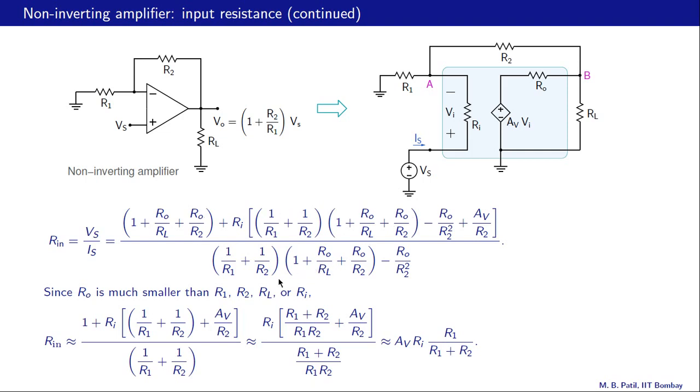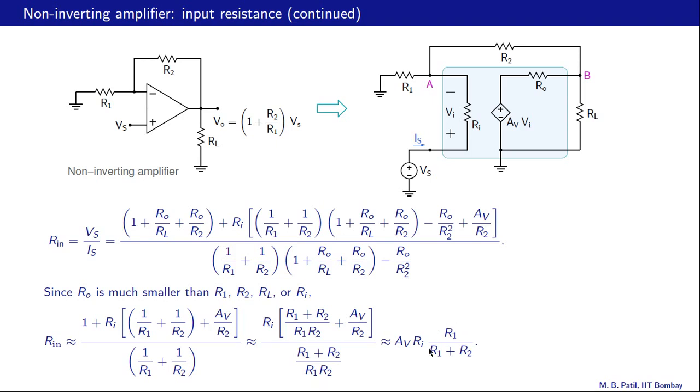So we can ignore all of these terms containing Ro in this expression and get a simplified expression given here. Now in this expression, this one is much smaller than this second term. This represents R1 parallel R2. So the first term here is Ri divided by R1 parallel R2, definitely would be much larger than 1. So therefore we can ignore this one and then simplify this expression to this quantity, and then after a bit of algebra we get our final result.